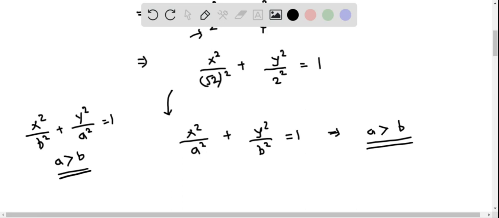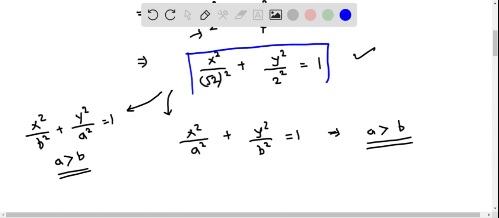And so when we compare this equation with these two forms, we see that this equation, x squared by root 2 quantity squared plus y squared by 2 squared, is in this form, because we see that a, that is 2, is greater than b, that is root 2, and it is below the y squared. So therefore this is the standard form, and we can say that this equation represents the graph of an ellipse.